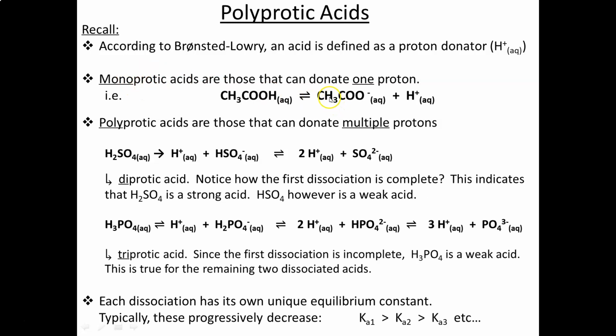Now some students go, well, doesn't it have these other H's, why can't these H's be released? This is known as an acetate ion. It's a polyatomic ion. Polyatomic ions are those groupings of atoms that tend to be very stable together, and because they're very stable together, they tend to react as a group.